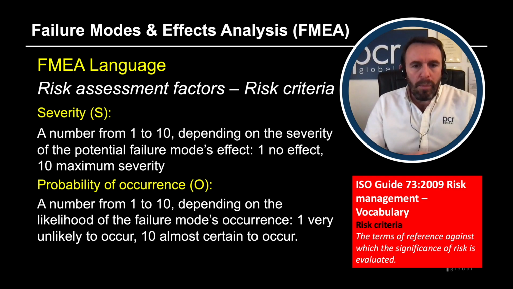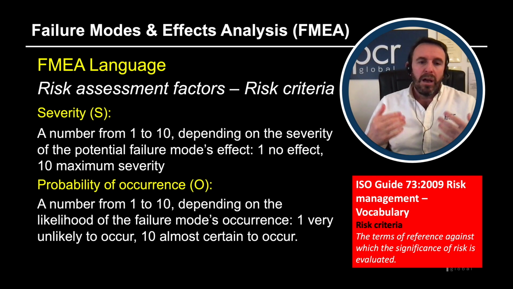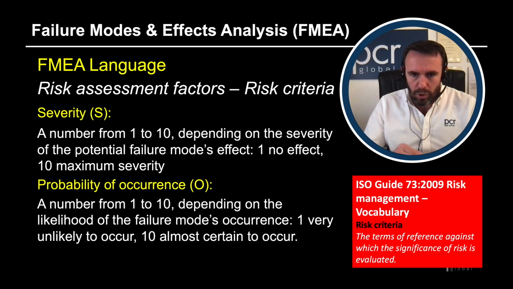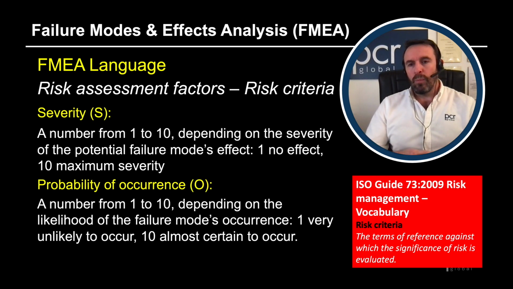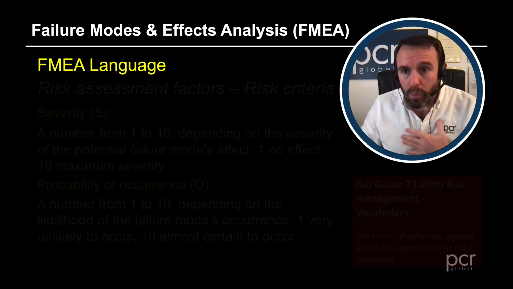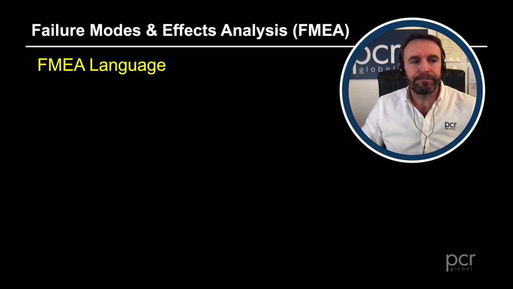We're going to be looking at the probability of occurrence. Again, 1 to 10, that could be 1 to 5, and this is dependent on the likelihood of the failure mode's occurrence. How often will it occur? 1 is very unlikely to occur. 10 is almost certain to occur. So again, we're setting up that criteria. I'm aware of the issues with doing that.